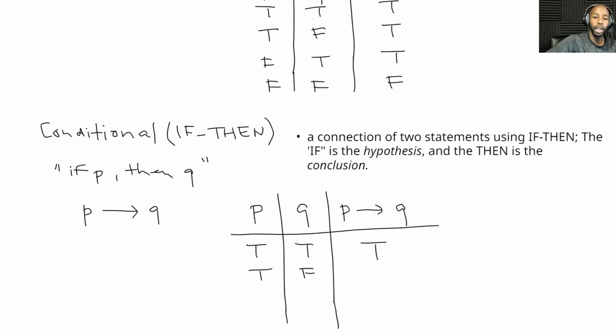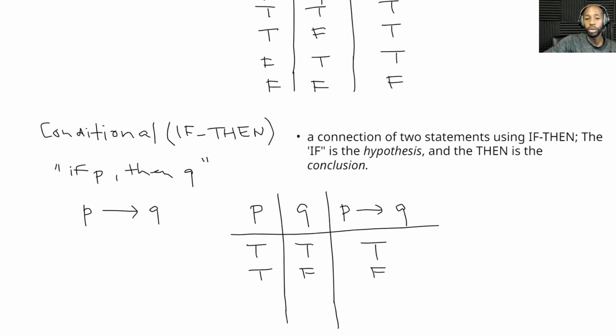So if P is true, then Q is false. But we said a conditional is if P happens, Q happens. This says if P happens, then Q doesn't happen. But this is actually false because if this happens, this has to happen. If P happens, Q has to happen. And that's why both true makes a true statement. This says P happens, Q doesn't happen, even though it has to happen. And so therefore the conditional is false.